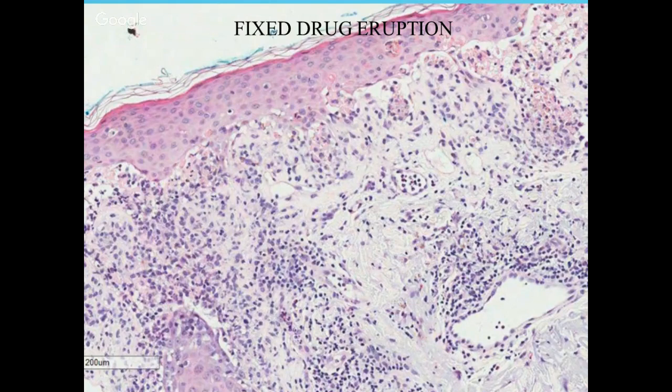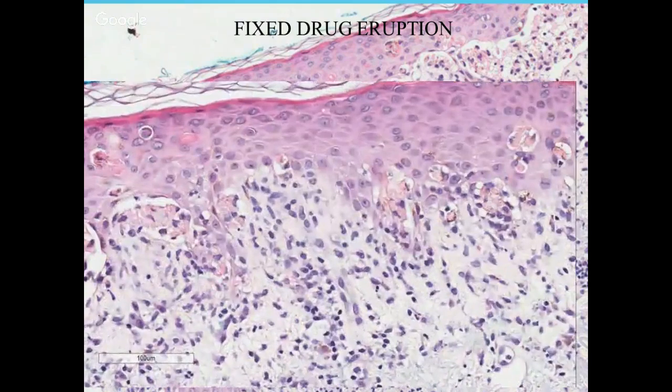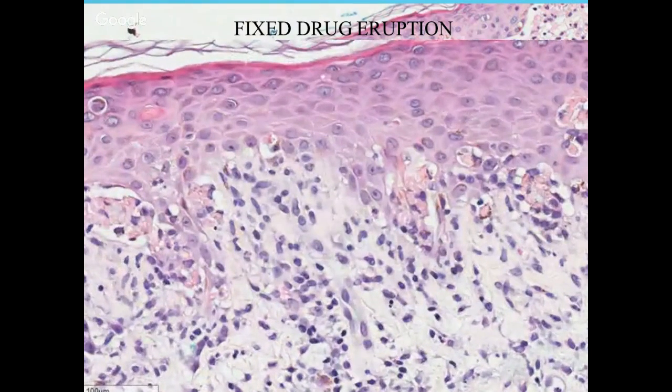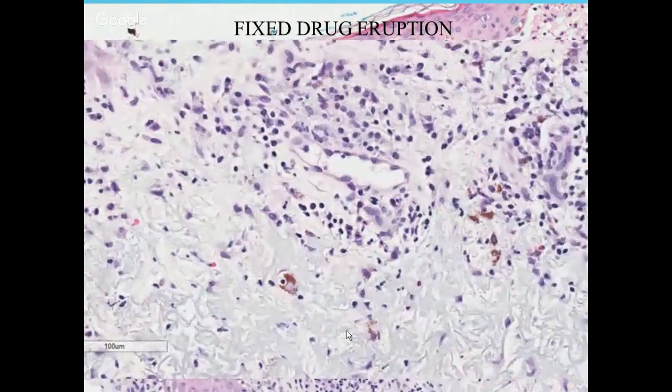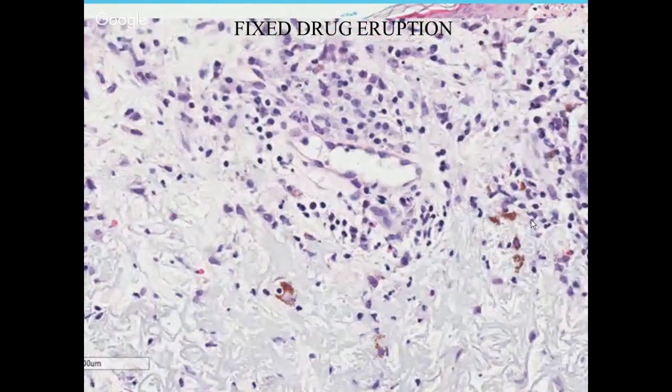All the other features are still the same. Vacuolar interface changes, diskeratotic cells, and then the lymphocytic infiltrate. And because this is a drug eruption, you're going to see some eosinophils in the dermis. So if you see eosinophils in the dermis, you see pigment incontinence, if you see the diskeratotic cells in the epidermis, and then the pigment incontinence. You pick this up, this is all the pigment. So this is highlighting the pigment incontinence, that is telling you that this is a chronic reaction actually.